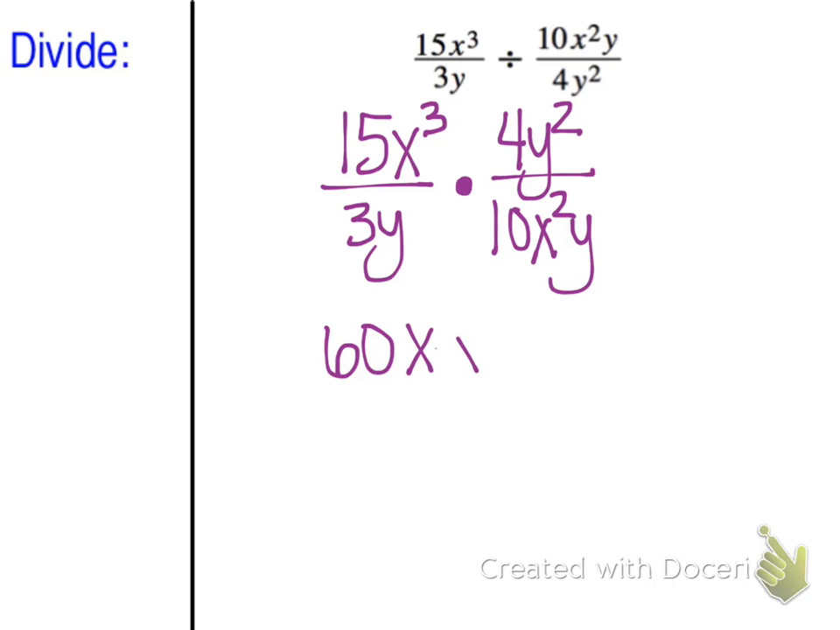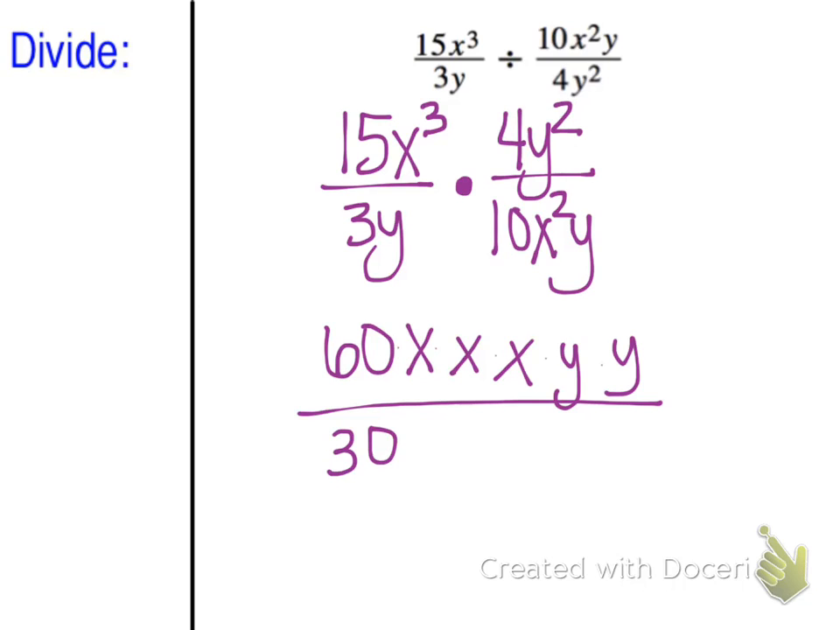X cubed is x times x times x. That's x cubed. And y squared is y times y. So we're going to expand it out. Now on the bottom we're going to have 3 times 10, which is 30. We've got a y. Looks like we've got two y's being multiplied together and 2x squared. So once again, expanding it out. Now, the reason I'm just multiplying these numbers together, unlike what I've done in the past, is there's no pluses and minuses here. They're just four different pieces being multiplied together.